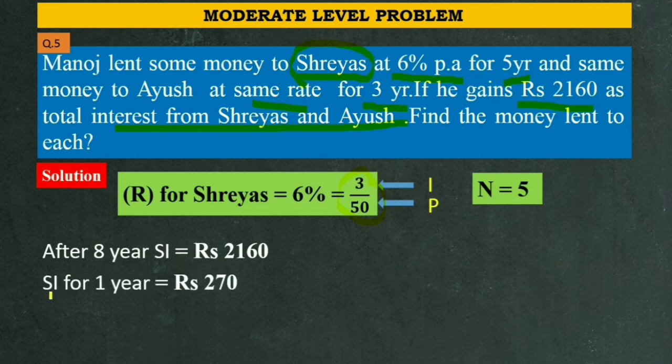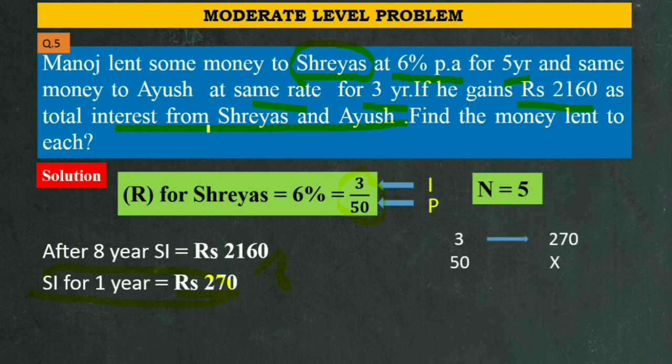So we have to calculate the SI for 1 year. We will simply divide it by 8, and we will get the value of SI for 1 year, that amounts to rupees 270. After calculating the SI for 1 year, we have to simply relate this rate percentage value and this calculated value of the SI.